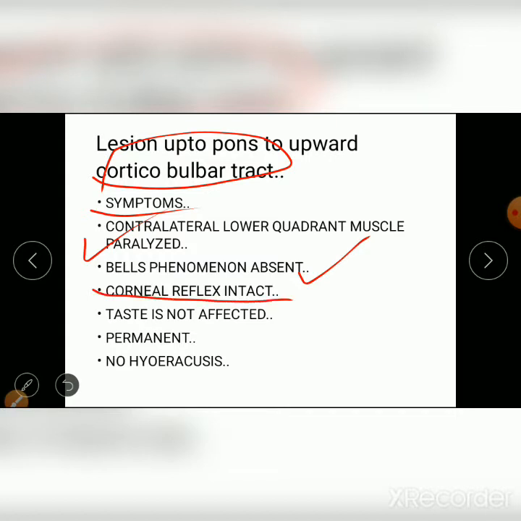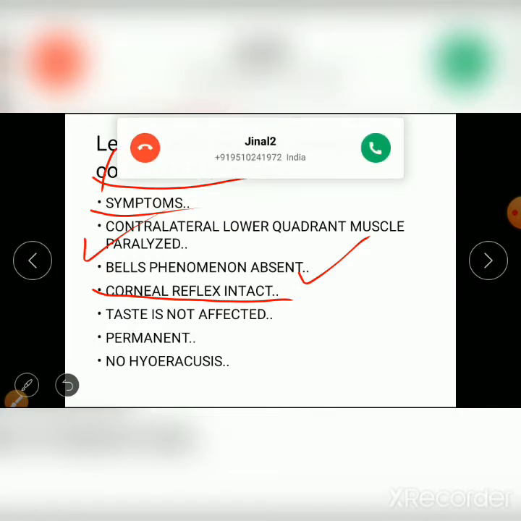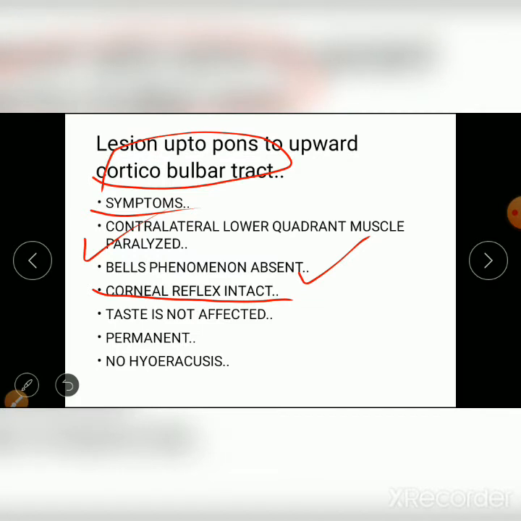The corneal reflex is intact because the upper part of the face is not affected. In facial palsy, only the opposite side lower part is paralyzed, so the corneal reflex is normal. The taste is not affected, the lesion is permanent, and there is no hyperacusis. Hyperacusis means unwanted sound felt by the patient in the ear. So that is known as hyperacusis, which is absent in facial palsy.